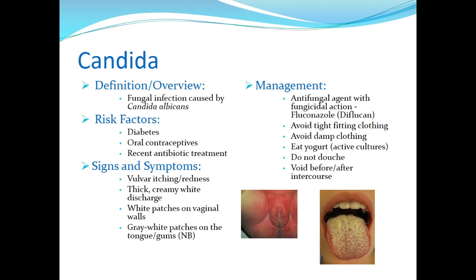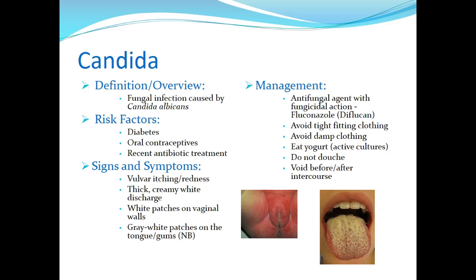But the biggest risk factors are people who have diabetes, people who are taking oral contraceptives, and people who have had recent antibiotic treatment. One thing with yeast is that our body has a normal flora that it attempts to maintain to keep away things like yeast. If we kill off that normal flora with antibiotics or with oral contraceptives or if our blood is a little too sweet with diabetes, then we create an environment where yeast can grow and thrive. And if it runs rampant, then we end up with candida or a yeast infection.